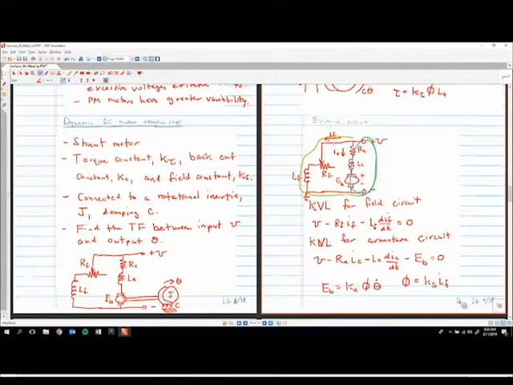Any questions about the equations of motion so far? I don't know. No. Just give him the book.